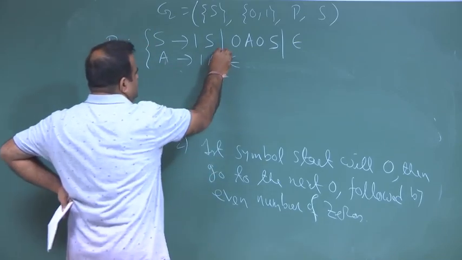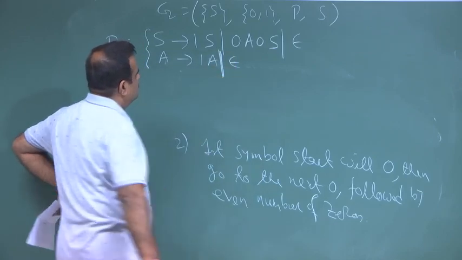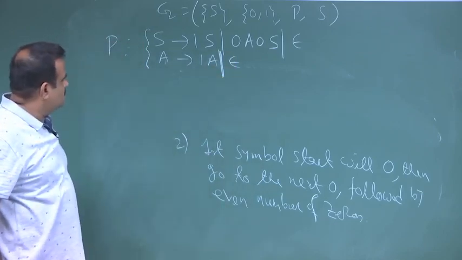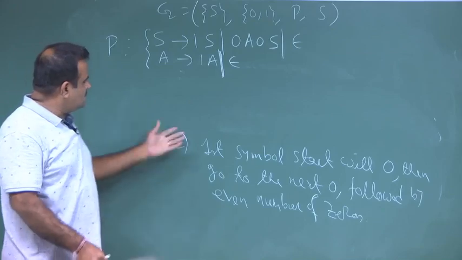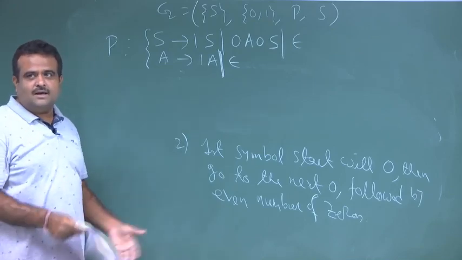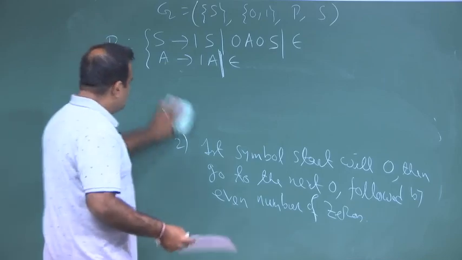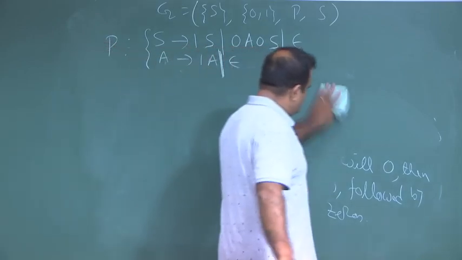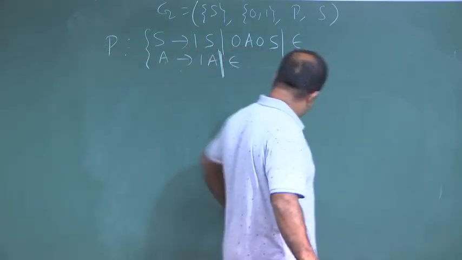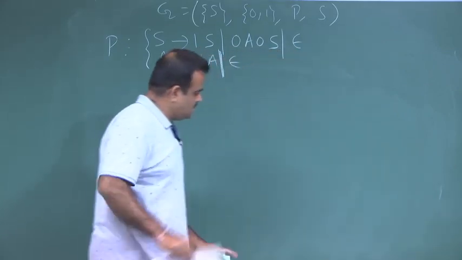So this is our P, the productions. By this decomposition we can get the productions. That is the trick. Now we can verify that this gives us the same language.